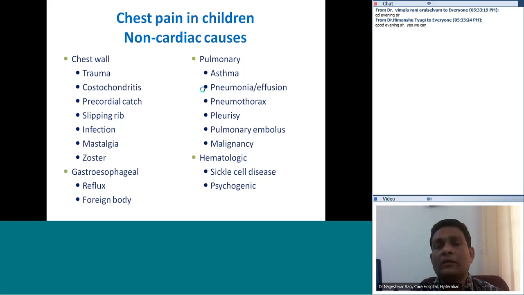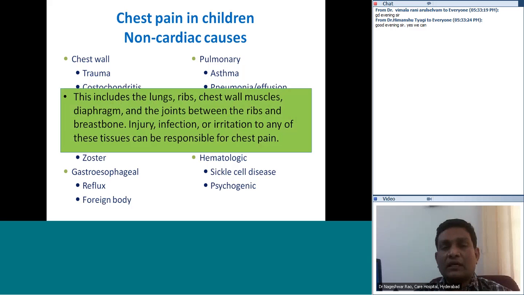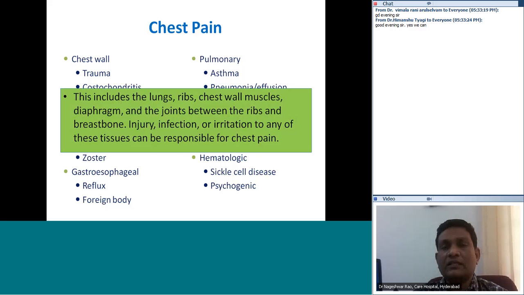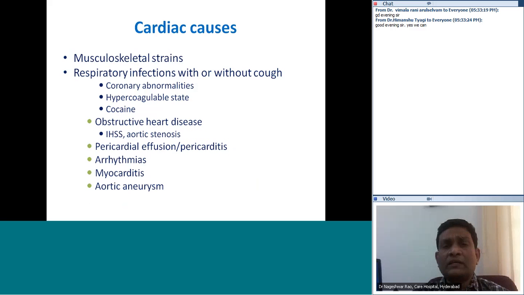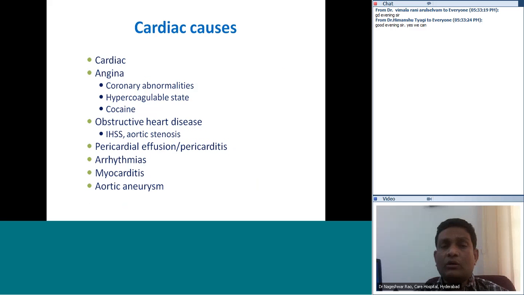So this includes the lungs, ribs, chest wall, muscles, diaphragm, due to either injury, infection or irritation, whatever it is causing the chest pain. Coming to the chest pain of cardiac causes, it may be due to a coronary problem, myocardial or pericardial problem, or valvular problem. So basically you divide into three major categories. I am just telling, it's not given in any books. Group 1 causes are coronary causes, group 2 are myocardial and pericardial causes, group 3 are valvular causes. But of all, the commonest are myocardial and pericardial causes.